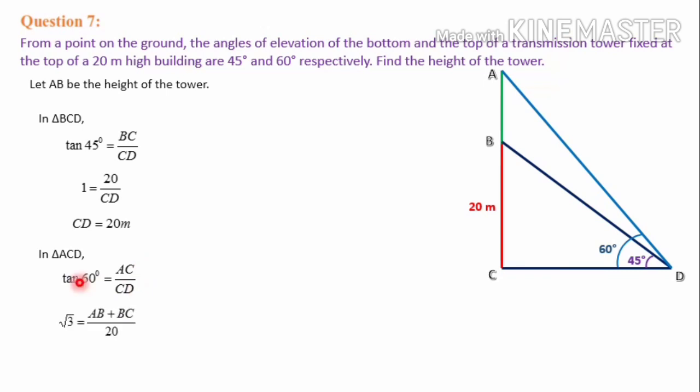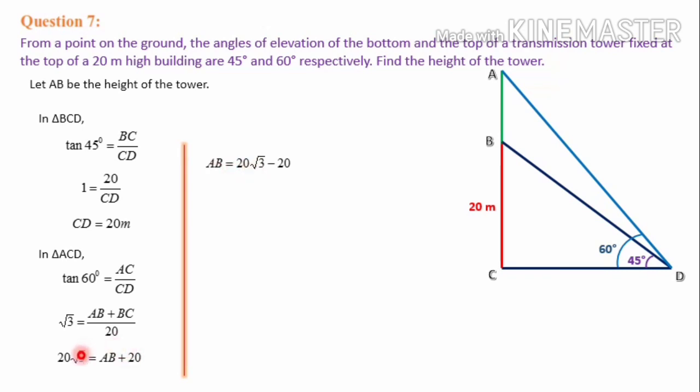Let's substitute it. Tan 60 value is root 3. AC is the total length. We are splitting AC as AB plus BC. So AB plus BC divided by CD, we have calculated that, that is 20 meter. Then just cross multiply it. 20 into root 3, that is 20 root 3 is equal to AB plus BC. From the diagram we can write 20. That is equal to AB equal to 20 root 3.